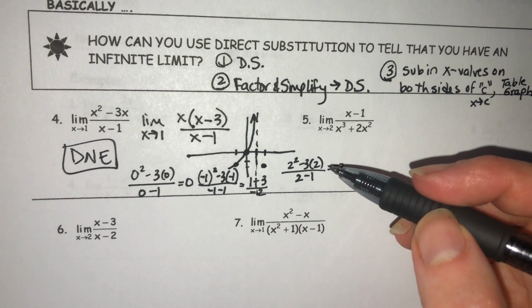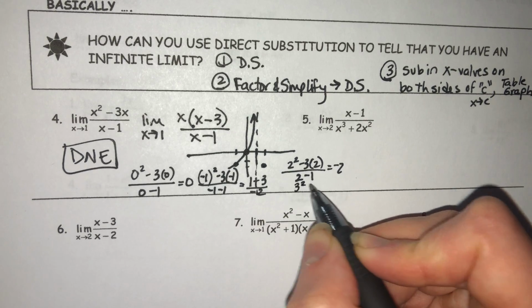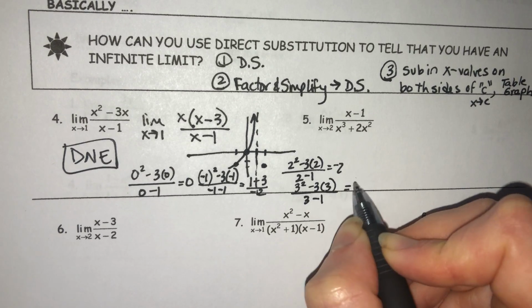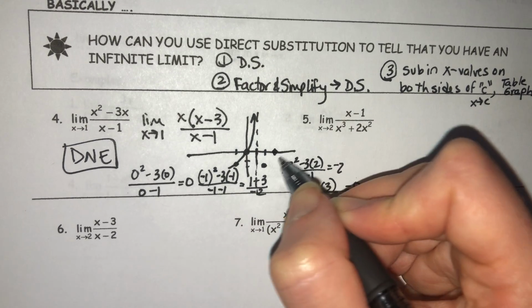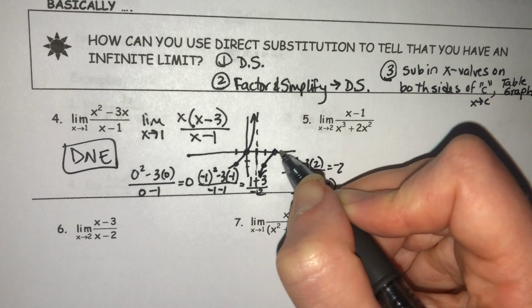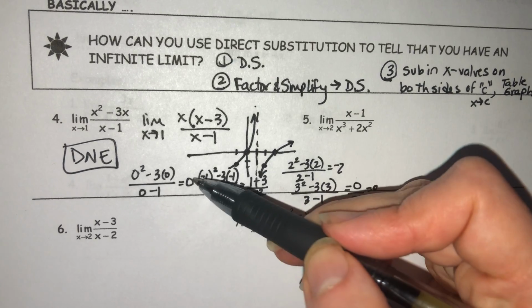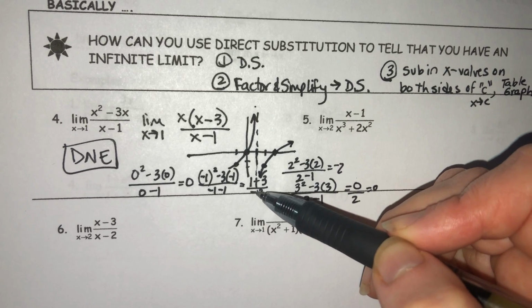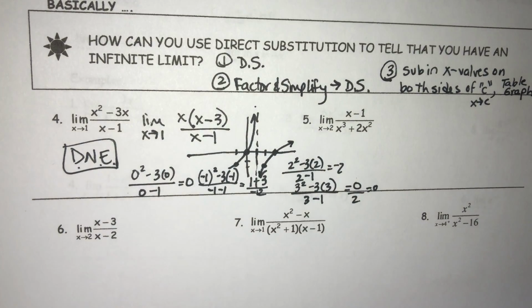And where would my next point be? Plug in a 3. 3 squared minus 3 times 3 over 3 minus 1. 9 minus 9 is 0 over 2, 0. So 0. So this guy is going down on this side. So you can see it's going to positive infinity on the right. Coming from the left, it's going down to negative infinity coming from the right side of the graph. So does not exist would be the only answer you could put here. You can't put infinity or negative infinity on problem 4.